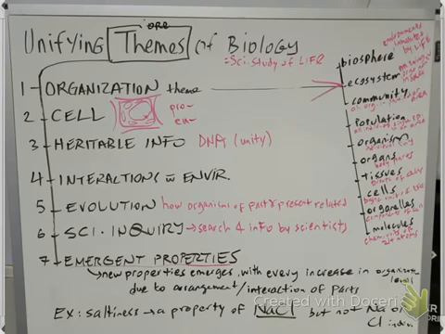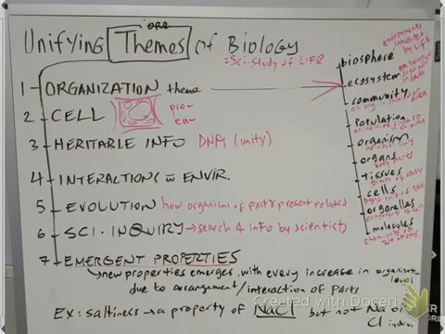unifying core themes in biology. So there are 7 core themes. We'll start with organization theme, which is made of biosphere, which is ecosystem, community, population, organism, organs, tissues, cells, organelles, and molecules, which is the smallest unit in this organization, and then which is made of 2 or more than 2 atoms together. The cell is the second theme, which could be prokaryotic or eukaryotic.